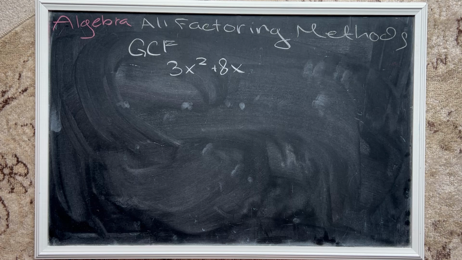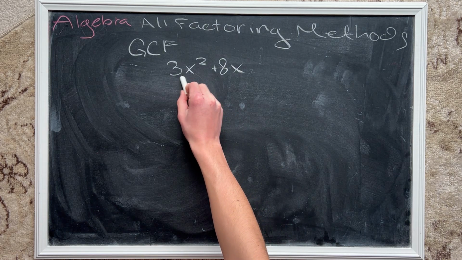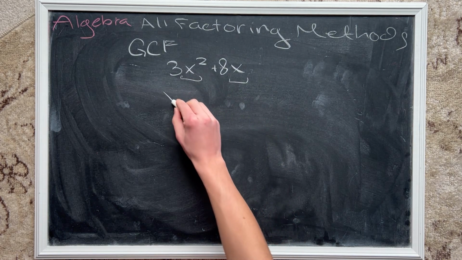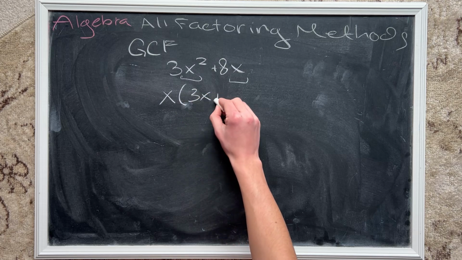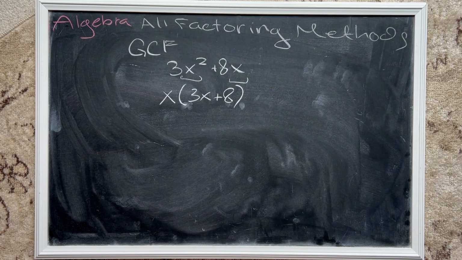So we can see that there's an x in all of our terms. So we can take out an x, leaving us with 3x plus 8. And that's it. Sometimes it's a number, sometimes it's a variable, but this is the starting step for all other methods of factoring, and it's pretty simple.